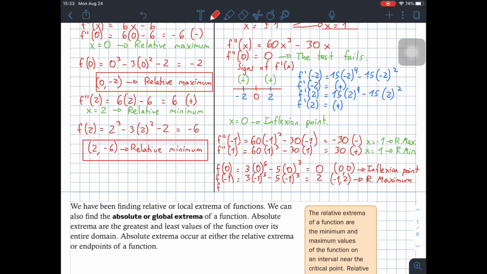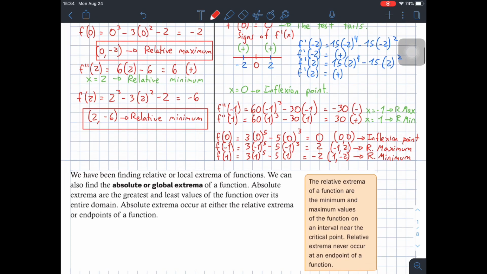And finally, for the point f of 1, this is equal to 3 times 1 to the fifth power minus 5 times 1. And this is equal to 3 minus 5, that's -2. So the point 1, -2 corresponds to a relative minimum point. You see that this makes sense because the y coordinate of this point is above the y coordinate of this point. So it makes sense that this corresponds to a maximum and that this one corresponds to a minimum.